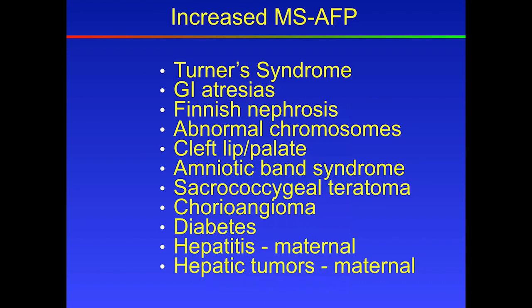There are many other causes of high AFP too, like Turner syndrome, GI atresias, congenital nephrosis, abnormal chromosomes, cleft lip and palate with the breaking of the skin to release that protein into the amniotic fluid. Same with amniotic band syndrome, sacrococcygeal teratoma, chorioangiomas of the placenta, the most common tumor of the placenta, and then maternal causes like diabetes, hepatitis, and hepatic tumors like colon cancer.